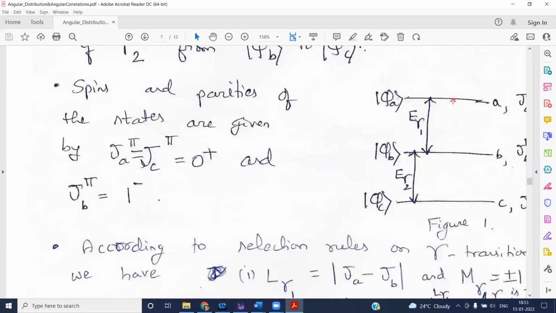First, a nucleus decays from level A to level B. Let me denote the energy of the radiation by E gamma 1. And then next, B to C, the energy emitted is E gamma 2. This is called cascade decay. I have a cascade of gamma rays. One gamma ray comes, and from the next level, the second gamma ray comes. So this is called cascade gamma decay.